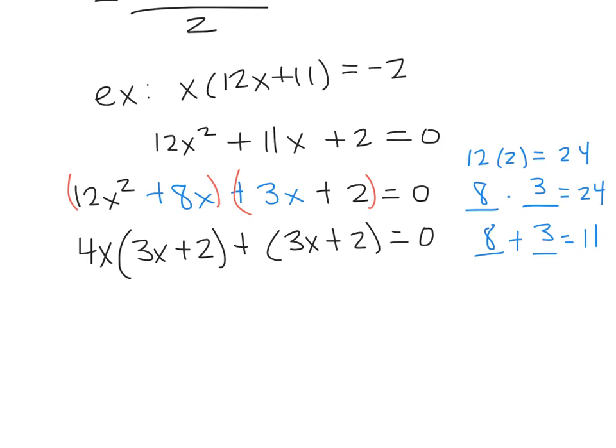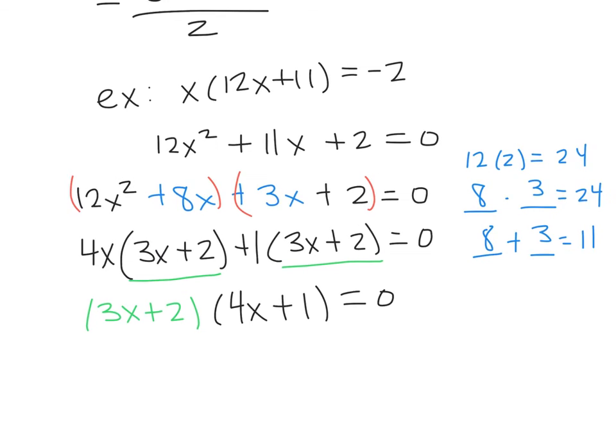We ended up with what we wanted. In both groups, we have a factor in parentheses of 3x plus 2. So we're going to bring that out in front. And then what do we have that's left over? Well, from that first group, we have a 4x. And what do we have from the second group? Well, there's actually an implied 1 there. So in parentheses, we get 4x plus 1.